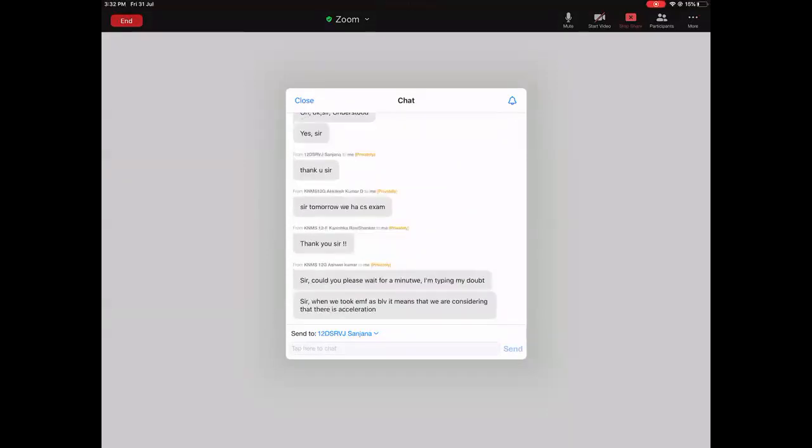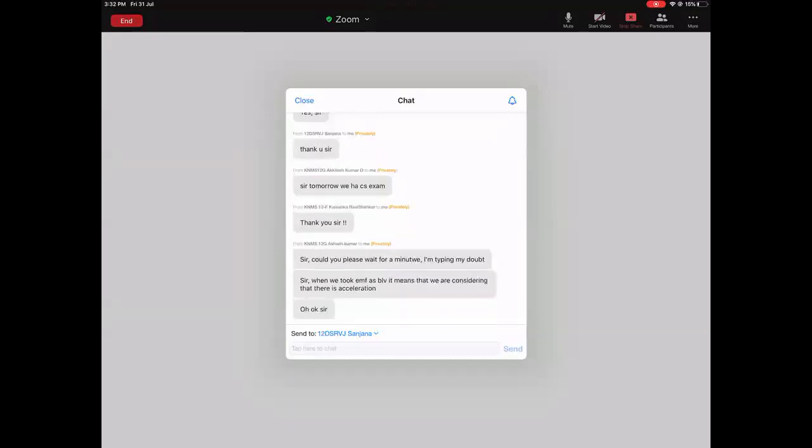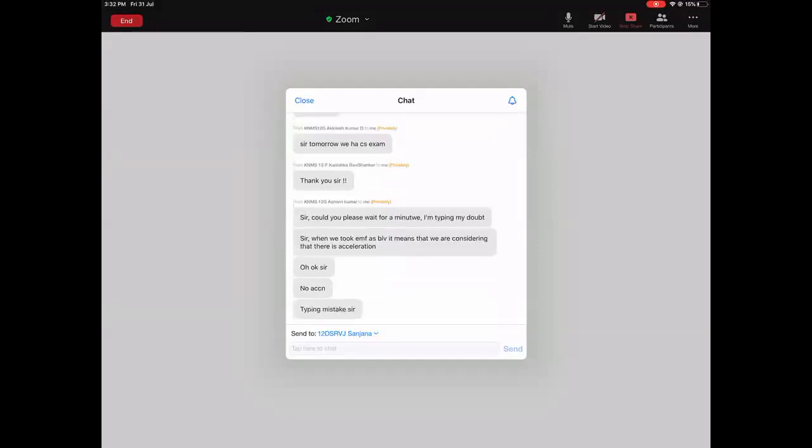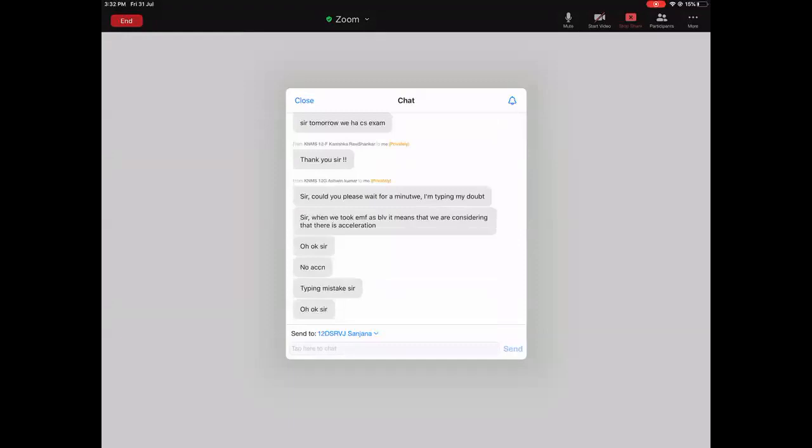When we took EMF as BLV, it means that we are considering that there is acceleration? No. When we took EMF, there is no acceleration. It's instantaneous. V is changing. In the last option, every instant the velocity is changing. So as the velocity is changing, the EMF changes.